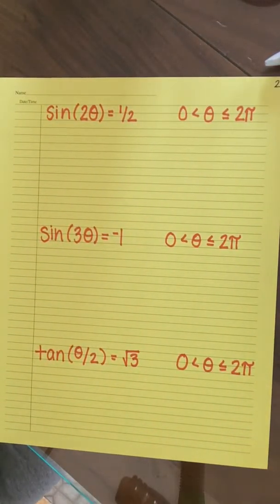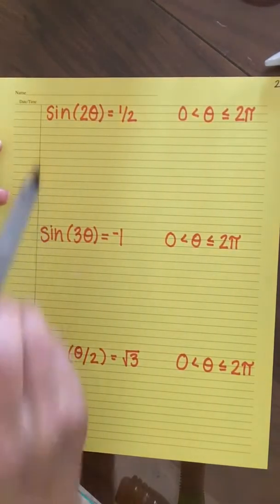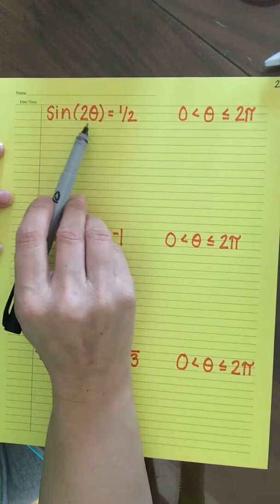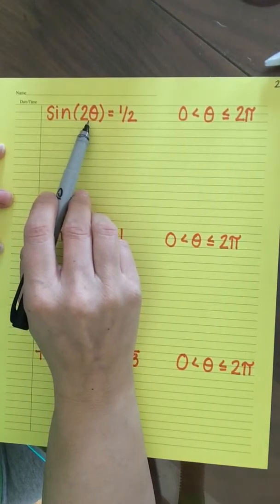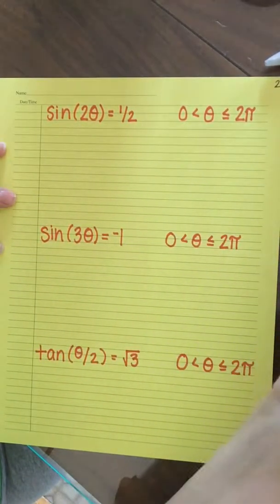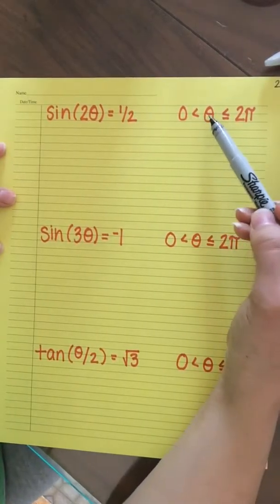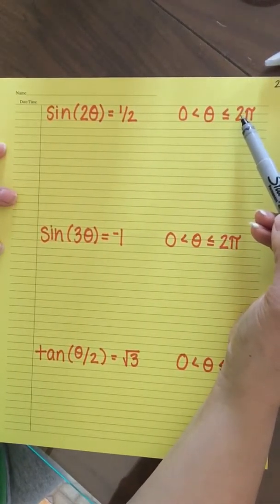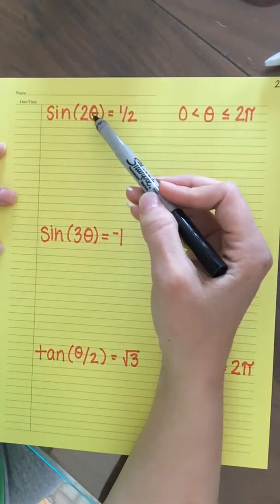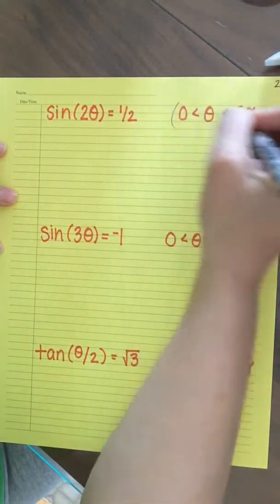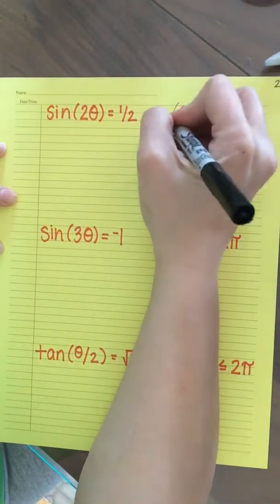Okay, now this one gets a little bit more interesting. It says sine of 2 theta equals 1/2. You'll notice the 2 is inside the parentheses, and so what that actually affects is our domain. Right now, we're saying that theta exists between 0 and 2 pi, but we don't want just theta, we want 2 theta. So what we're going to do is multiply our domain by 2.